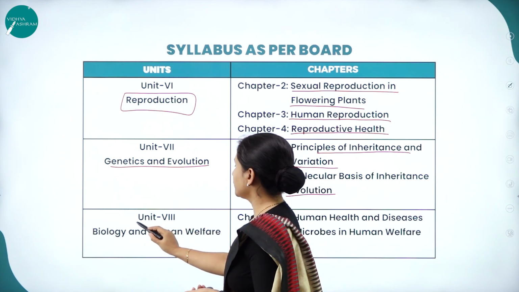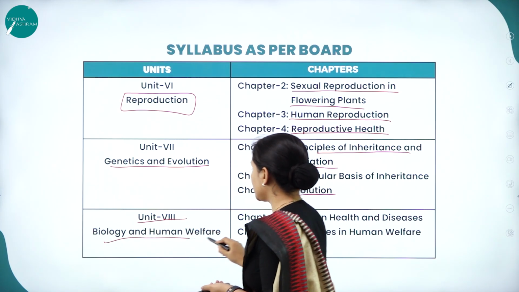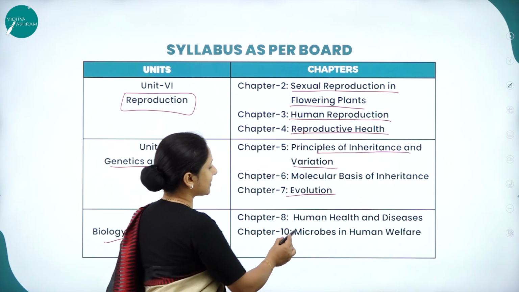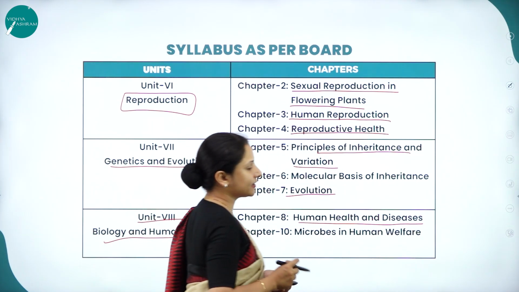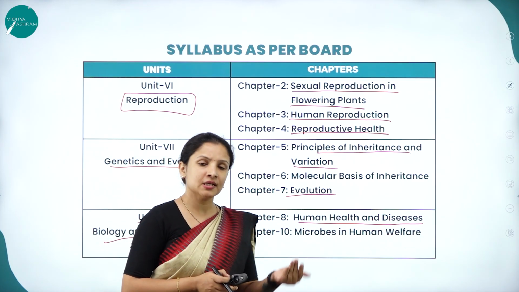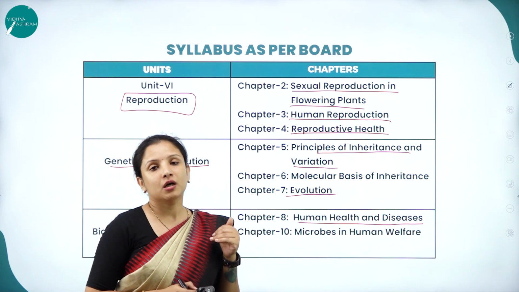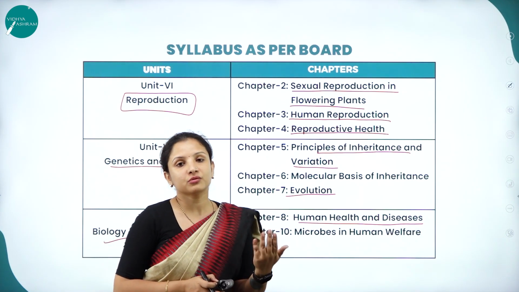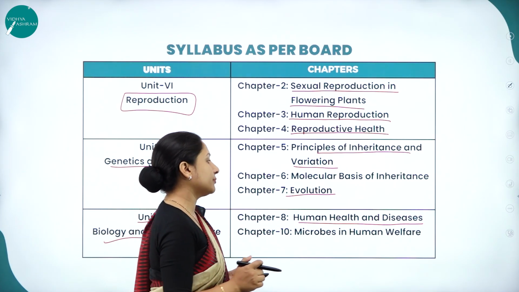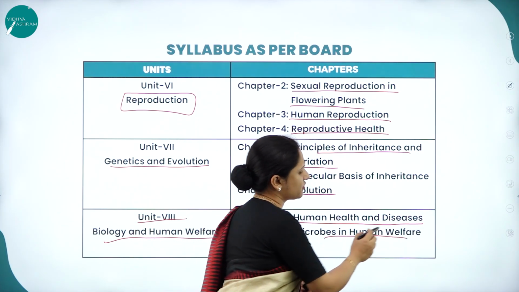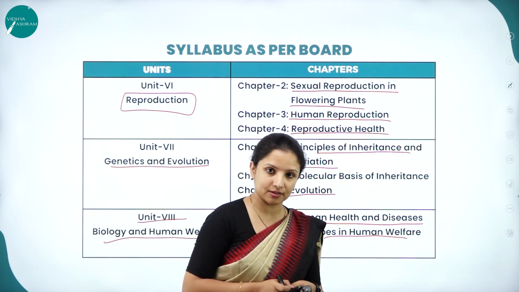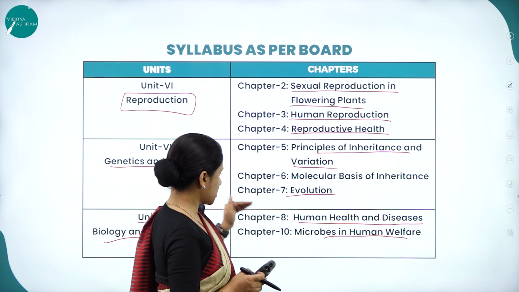Next, moving to unit 8, it is about biology and human welfare. In this, we study human health and diseases. Chapter 8 is human health and diseases. Though various microbes are useful for human beings, there are some microbes which cause a lot of problems to human health through various diseases. I told you, lots of microbes are pathogenic, and they cause a lot of diseases in humans. So that we'll study under chapter 8.